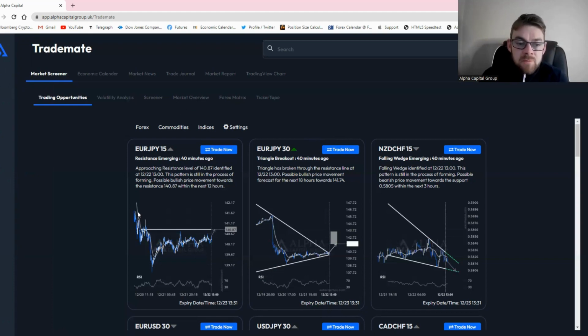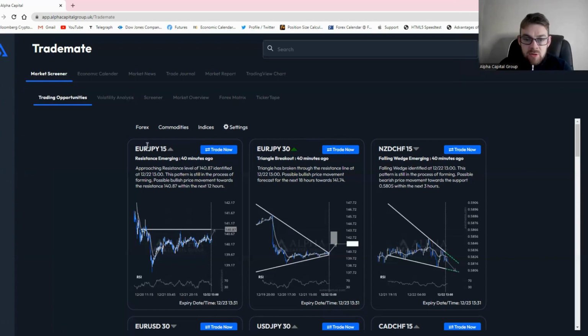Now, firstly, if you look at the market screener section, you will also see that underneath it, we do of course have trading opportunities. Within the trading opportunities section, this is where we get the different technical analysis aspects of the different FX pairs, commodities, and indices within the financial market.